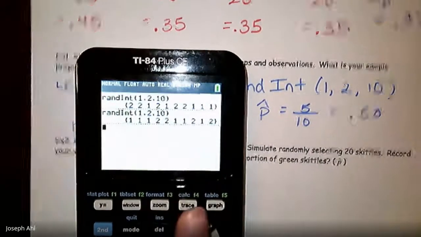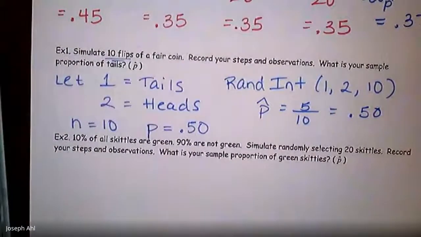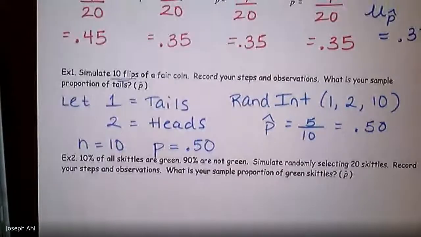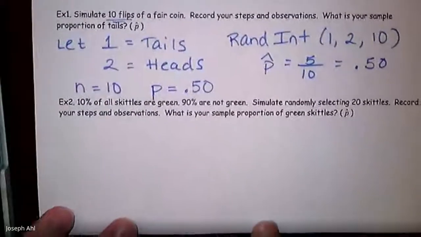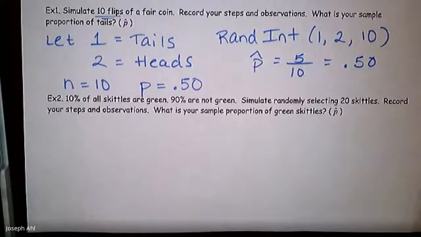Okay, and then last but not least, we have one more example. We're talking about green Skittles. Apparently, in a Skittles bag, 10% are green, 90% would not be green. So simulate randomly selecting 20 Skittles, record your steps, and then state your observations. All right, so what would be my steps?